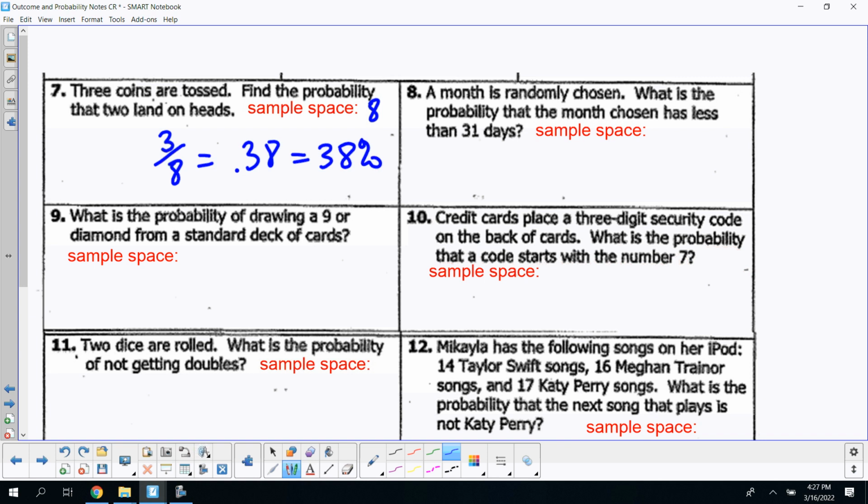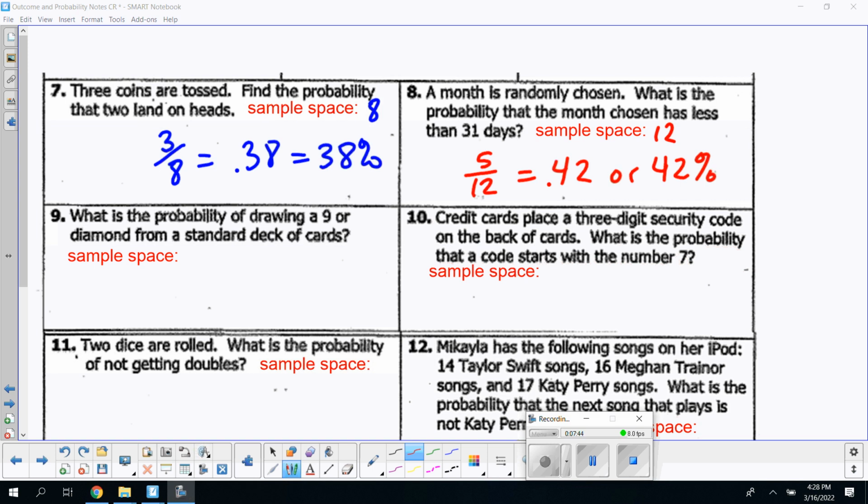Okay, I want you to do number 8 on your own and come back and check your answer and see if you got it correct. Okay, check your answer. And let's move on.